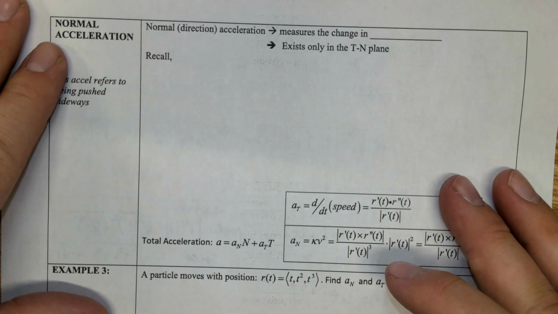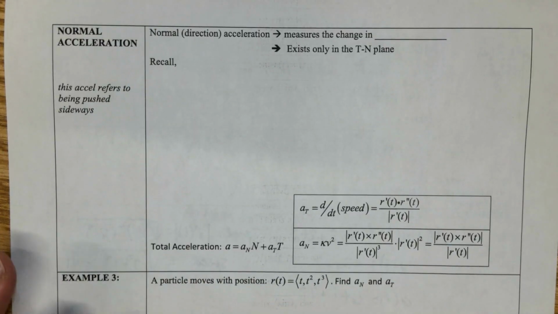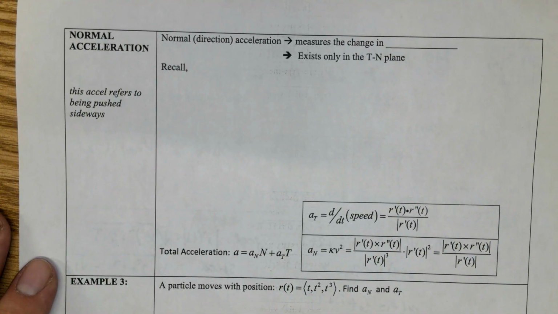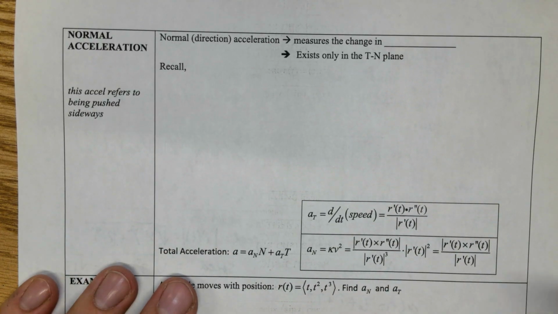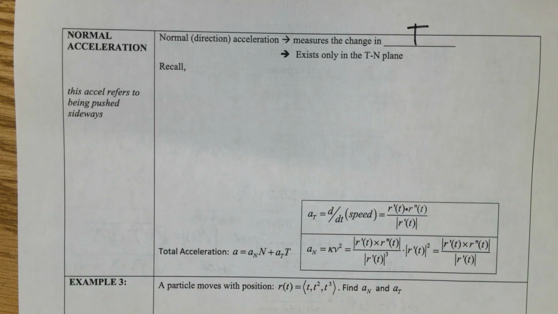The back half is where it gets a little bit interesting because we have a formula to derive. And I want to take a minute to do this with you. Normal direction acceleration finds the change in t.